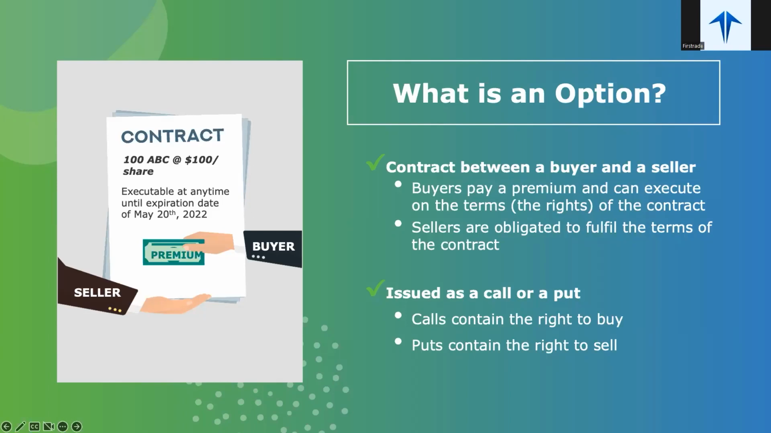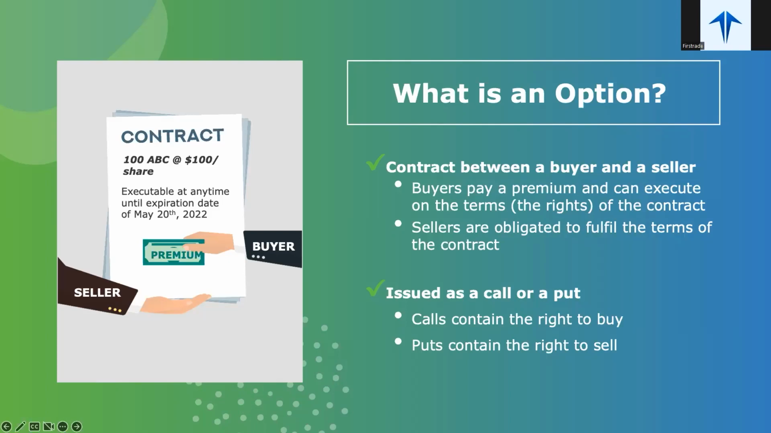In this example, the contract represents 100 shares of ABC at $100 per share. It's executable at any time through the expiration period. If it's issued as a call, that simply means it contains the right to buy. And if it's issued as a put, that means it contains the right to sell.